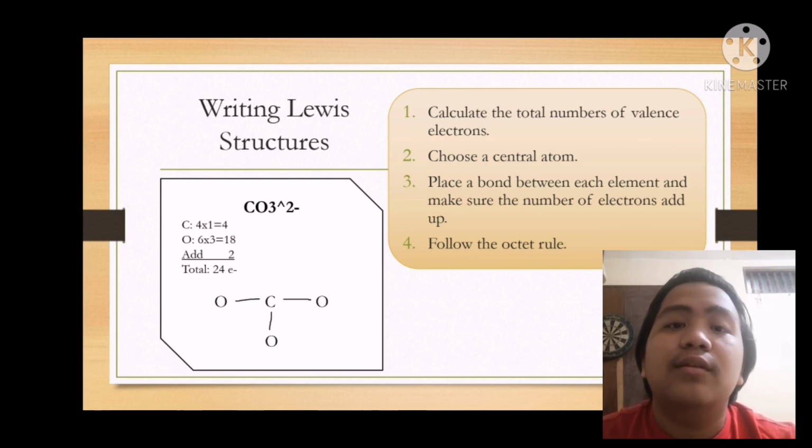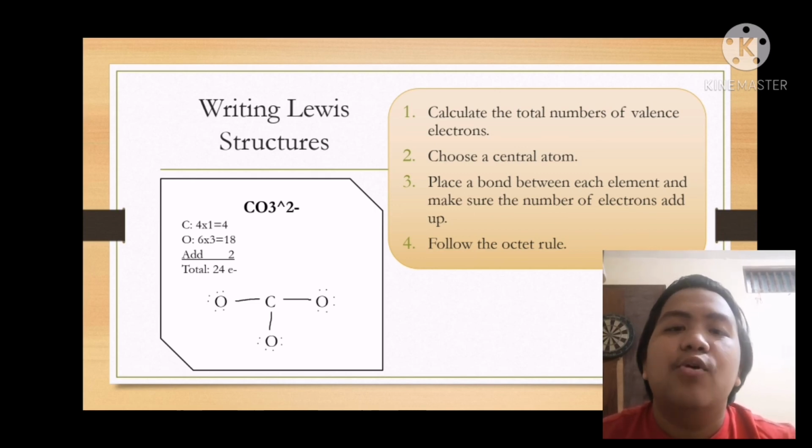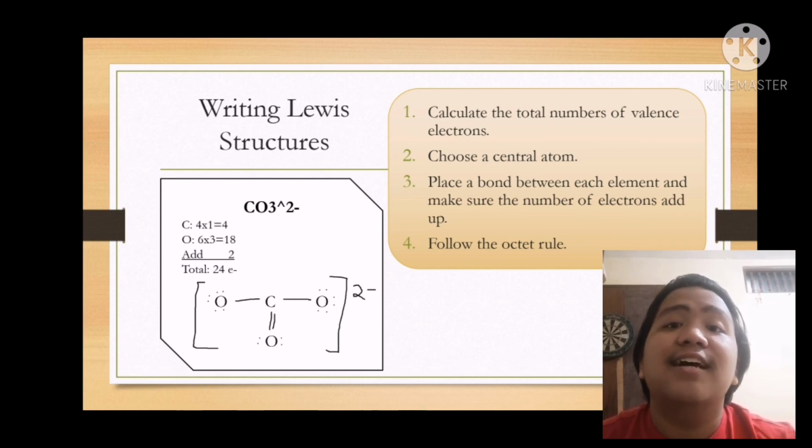Next, we draw a single bond between C and each O and comply with the octet rule for the O atoms. We move a lone pair from one of the O atoms to form another bond with C, and now all the atoms are satisfied. We place a bracket around the structure and put the charge at the upper right of it.